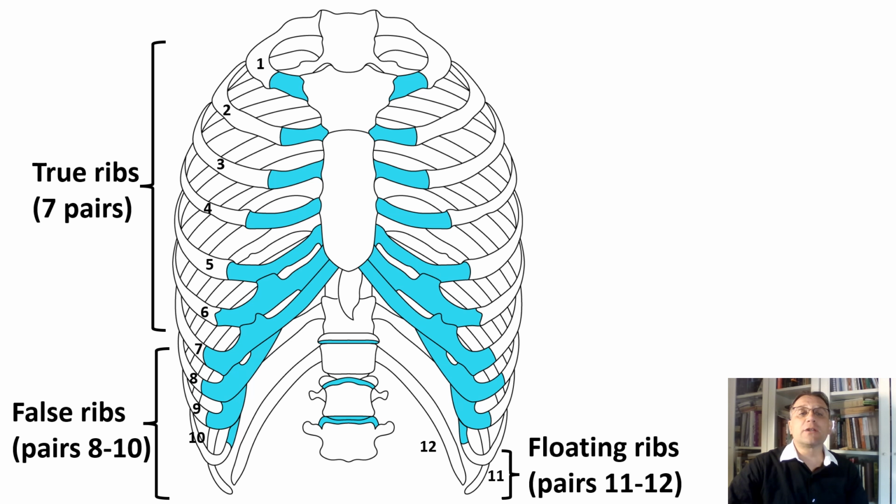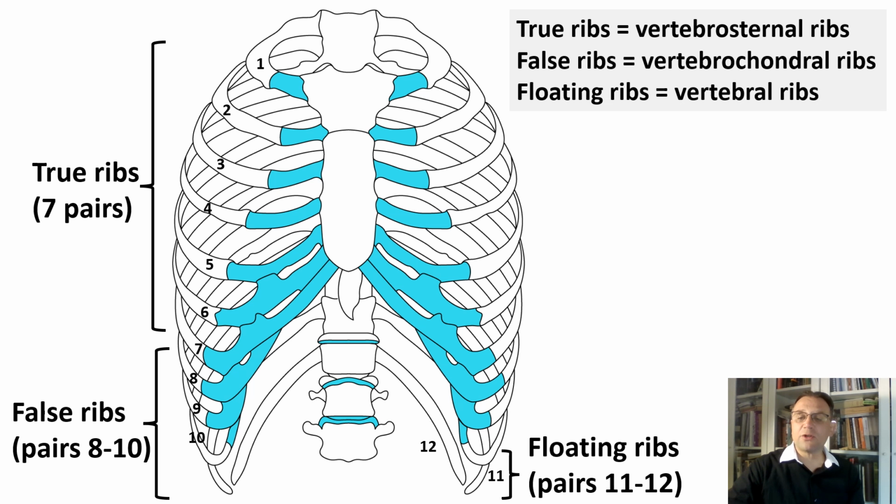They are connected to the sternum indirectly. Ribs 11 and 12 are called floating ribs because they do not have any cartilaginous connections to the sternum. Among the Japanese and some other people, rib 10 is also usually floating. Because of their features, the ribs could have more specific names. True ribs could be called vertebrosternal ribs. False ribs could be called vertebrochondrial ribs. And floating ribs could be called vertebral ribs.